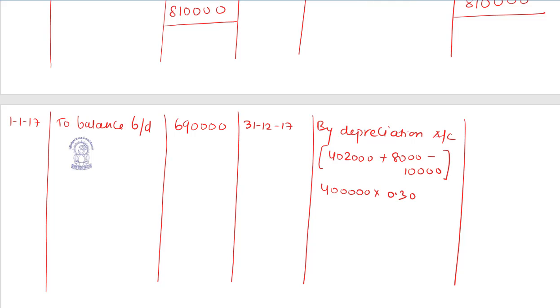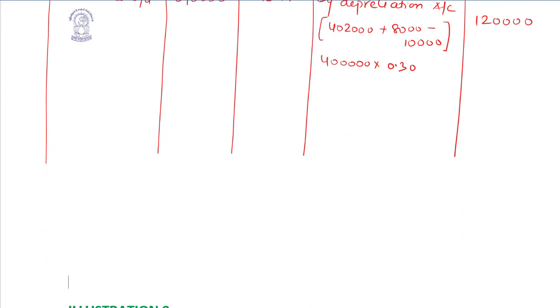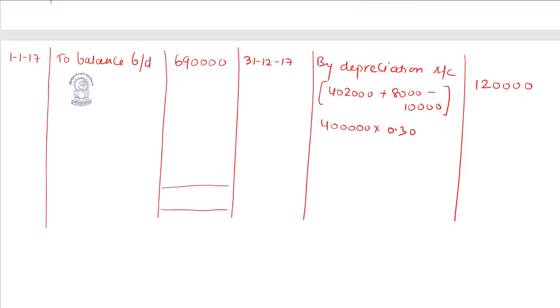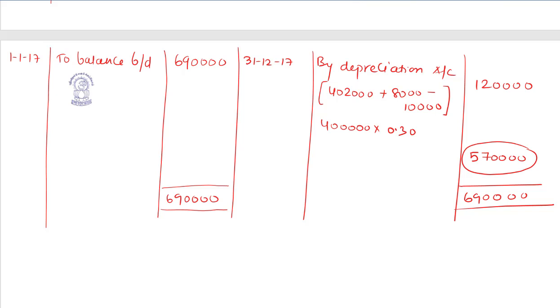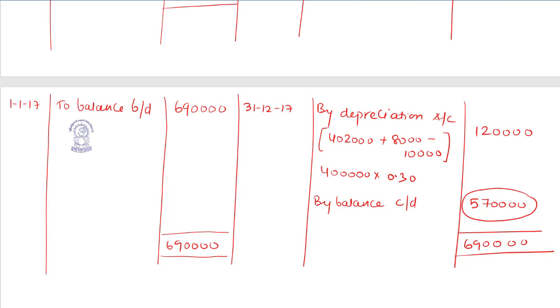It is 1 lakh 20,000. Now close it quickly. Over here, 6 lakh 90,000 would be transferred to the credit side. 6 lakh 90,000 minus 1 lakh 20,000 is 5 lakh 70,000, by balance carried down.